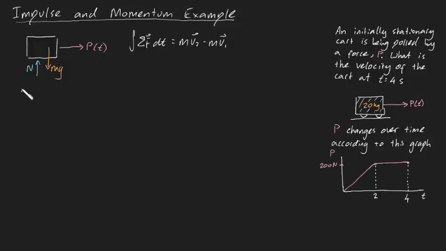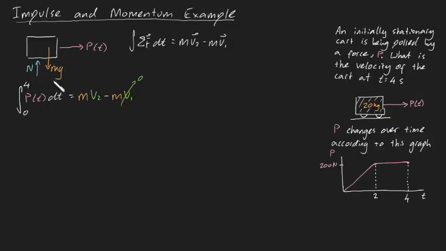If you apply this formula only in the x direction, you'll notice that the sum of forces on our block in the x direction is just P of t. That's the only force there. Notice we're neglecting friction. And don't forget we write dt here. Our limits of integration will be from 0, our starting time, to 4 seconds, our final time. And that's going to be equal to m v2, and we're going to subtract from that m v1. Now, because our cart is initially stationary, our initial velocity is 0.